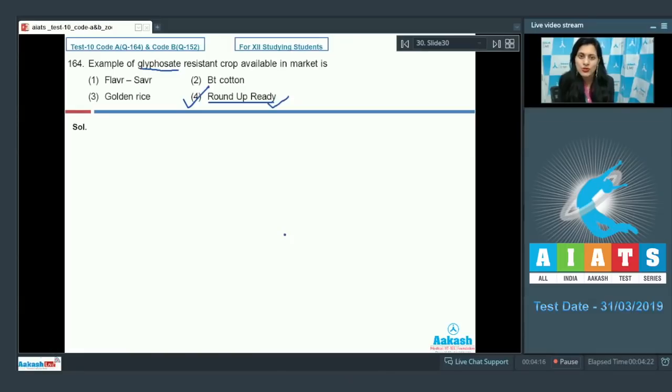Let's discuss the rest of the options. The very first option is Flavr Savr, and this is an incorrect option. Polygalacturonase activity is altered in Flavr Savr tomatoes. The next option is Bt cotton, and this is an incorrect option. Bt cotton is an engineered plant which is resistant against infection by insects, using the toxin from Bacillus thuringiensis. And the third option is golden rice, and this is an incorrect option. Golden rice is rich in vitamin A. So the correct answer to this question is option number 4. Let's discuss our next question.